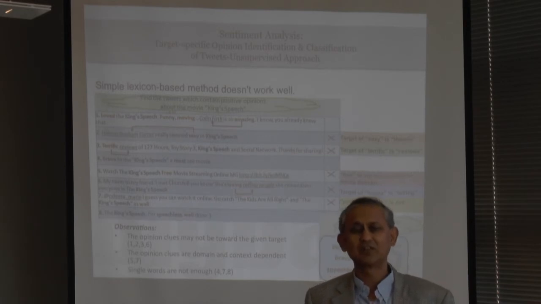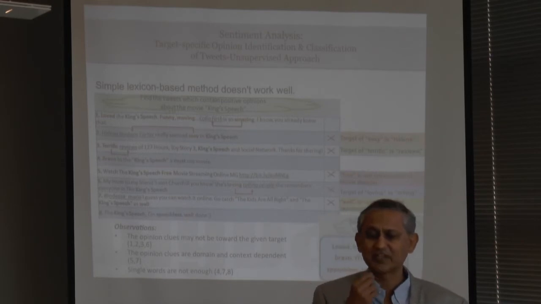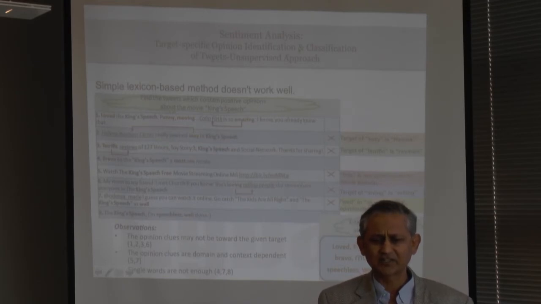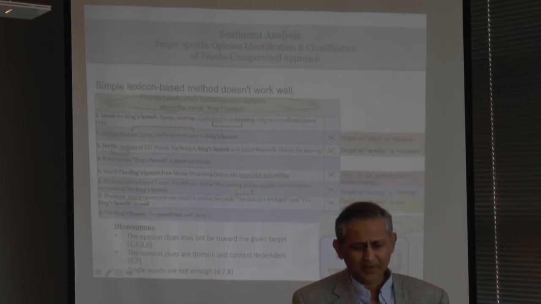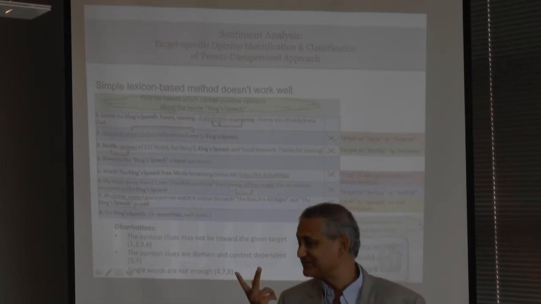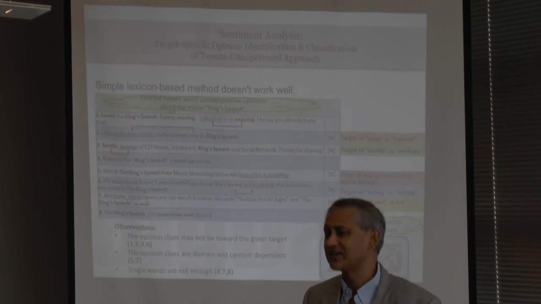Let me change the topic to give you a sense of how hard another challenge is, which is understanding sentiment. This one is what we call target-specific opinion identification and classification of tweets, an unsupervised approach. This is just a slide based on a paper that we had. You look at here: "I loved King's Speech, funny, moving, Colin Firth is so amazing," and so on, right? But the interesting thing is that now there are two named entities, King's Speech and Colin Firth, and there are two different sentiments, different ones on each of the entities.